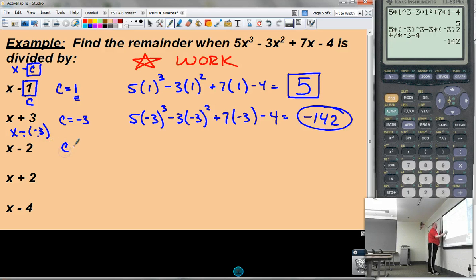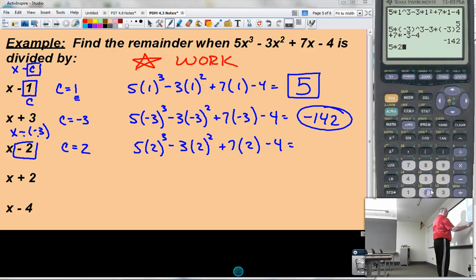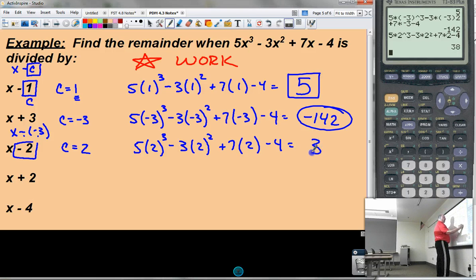So the next one, C should equal positive 2 because it's the opposite of what I see. Or you can look at minus C, so C is 2. So I'm going to have 5 times 2 cubed minus 3 times 2 squared plus 7 times 2 minus 4. And just over here, 5 times 2 cubed. Now at some point, some of these you may be able to do in your head. Minus 3 times 2 squared, like 2 squared is 4, plus 7 times 2 minus 4, and I get 38.